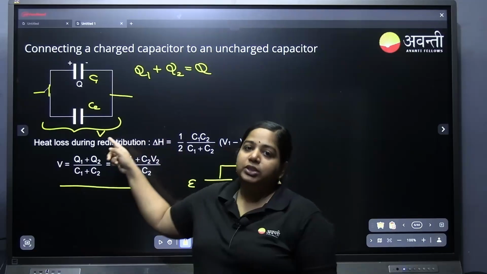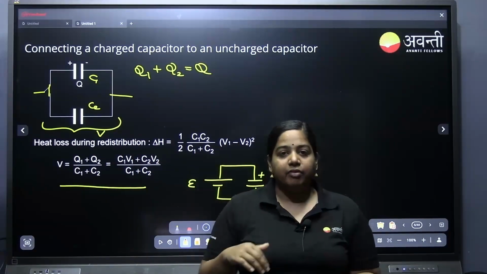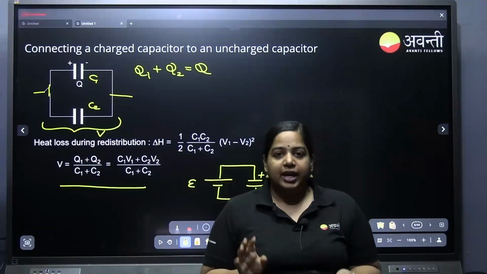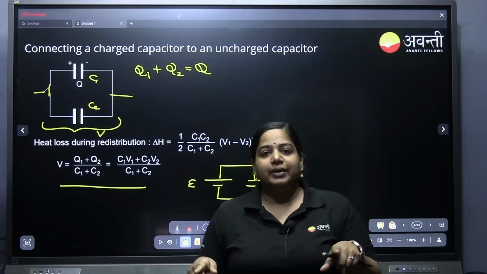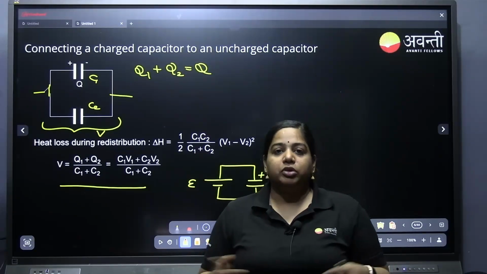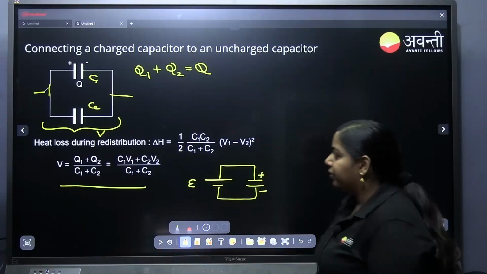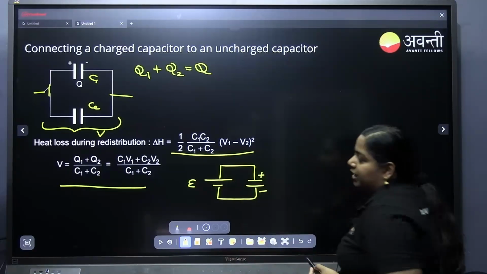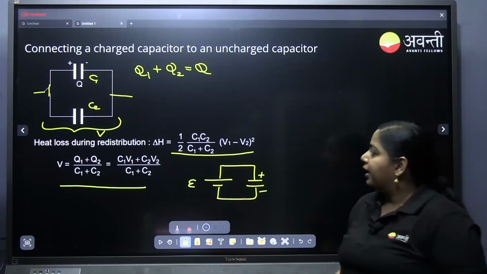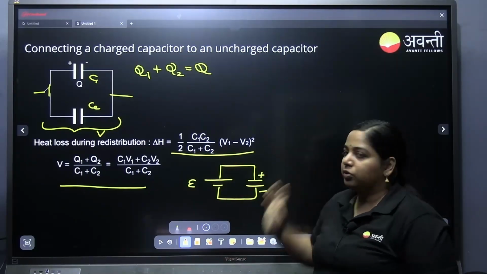Now, when we do this, what will happen is that the energy stored before and after will have some difference. Energy stored before will be more, and when we connect it to another capacitor, the total energy stored in both will be a lesser value. Some energy will be lost as heat. That heat loss we can find using this formula: half C1 C2 by C1 plus C2 into (V1 minus V2) the whole square.